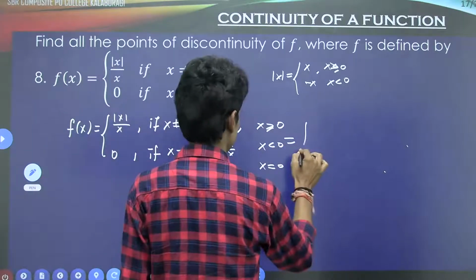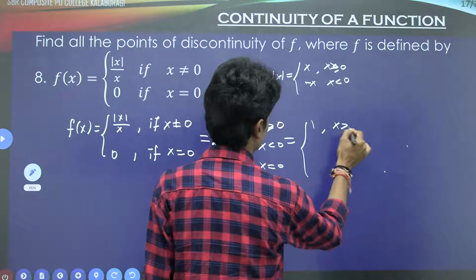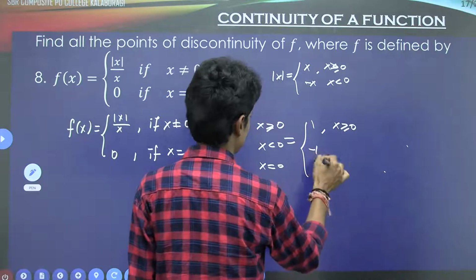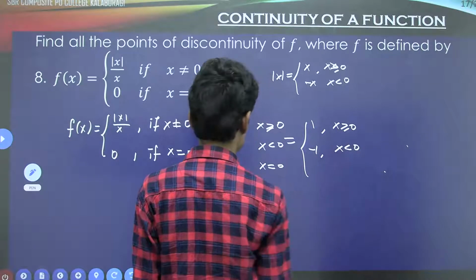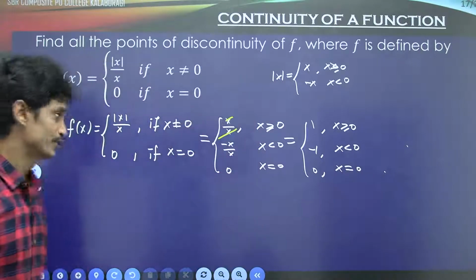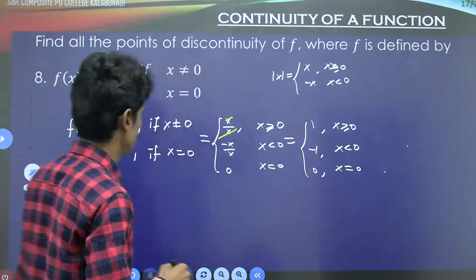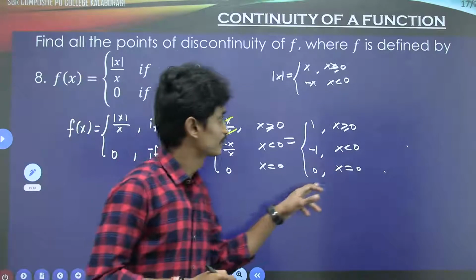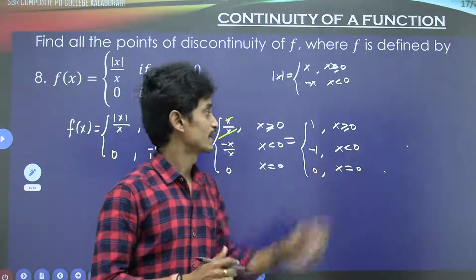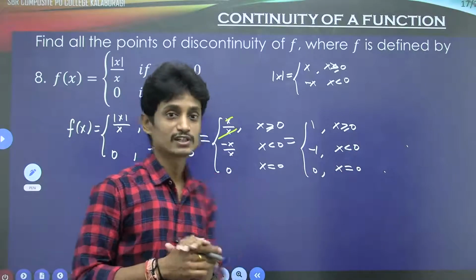Now, these two I will take. x and x will cancel. It will be 1. Hence, for x greater than 0 it is 1, for x less than 0 it is minus 1, and exactly at x equal to 0 we have to check. Like this, we have to consider x less than 0, x greater than 0, and x equal to 0, and determine whether the function is continuous or not.